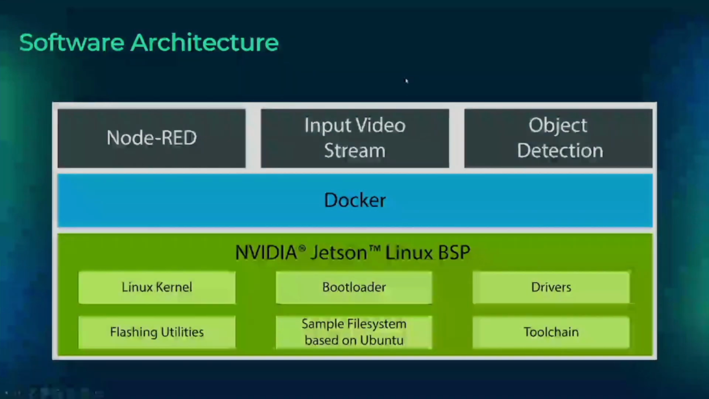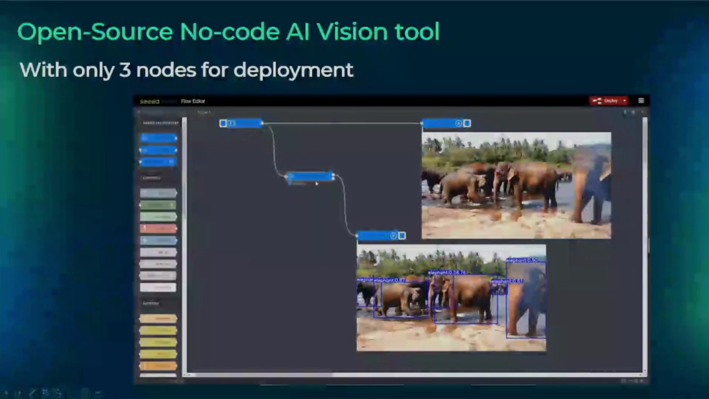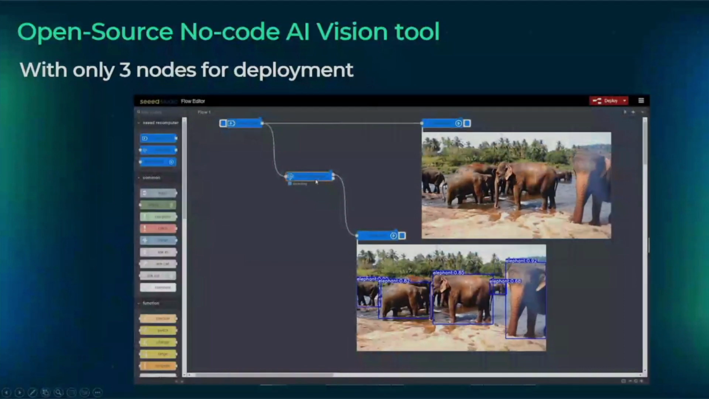So this is the software architecture. On an NVIDIA Jetson device, at the base, there's the Jetson Linux board support package. And on top of it, there's Docker running for this demo. Docker is a way to containerize your applications. So the Node-RED, the input video stream and the object detection are running as Docker containers. So these blocks are Docker containers themselves.